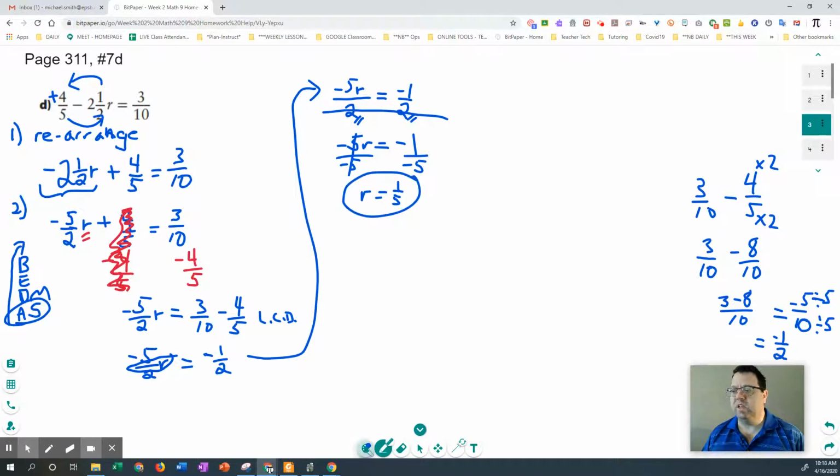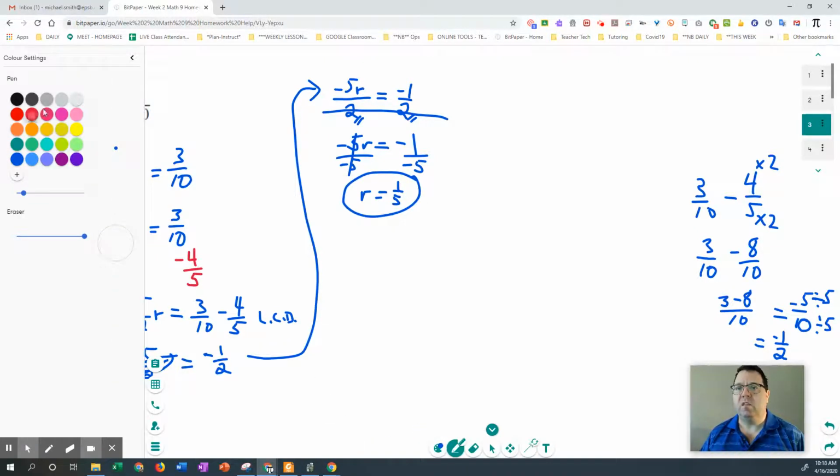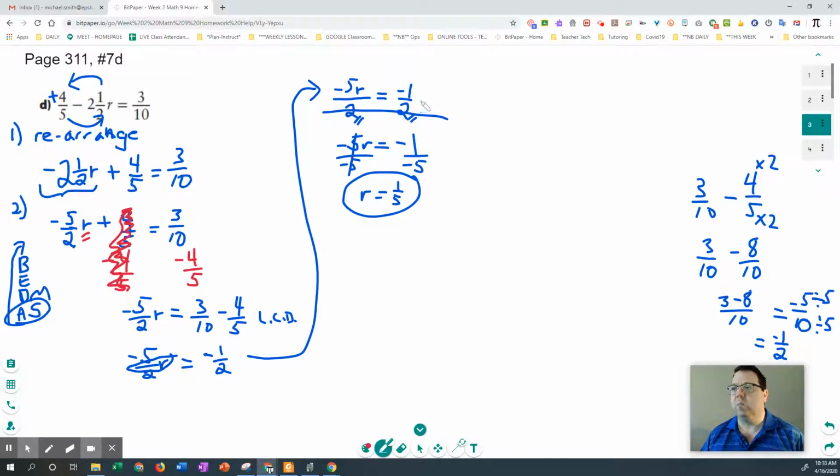Now, in case you didn't believe me there, and you're saying, Mr. Smith, how can you just get away with ignoring these denominators? Well, let's do it this way. Let's actually cross multiply and see what happens. Okay? Let's see if I'm justified in what I'm doing. So let's cross multiply. That's one way of getting rid of fractions.